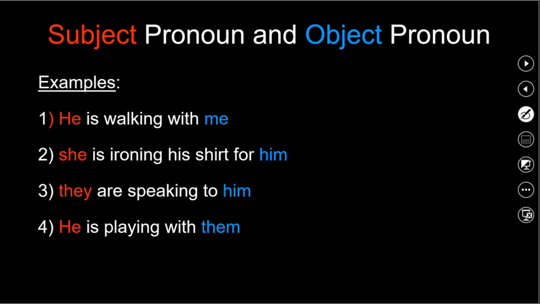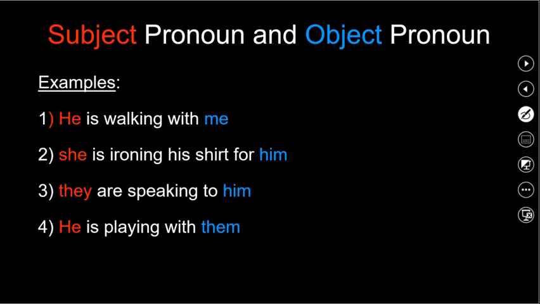Subject pronouns and object pronouns. Now, both of them together in example. He is walking with me. So as you can see, the color coded. The subject pronoun is in red. The object pronoun is in blue. So he is walking with me.